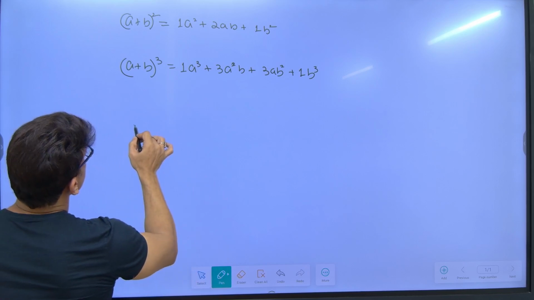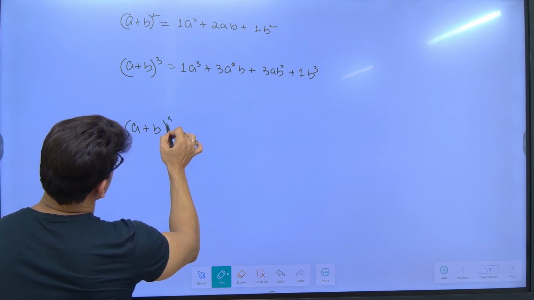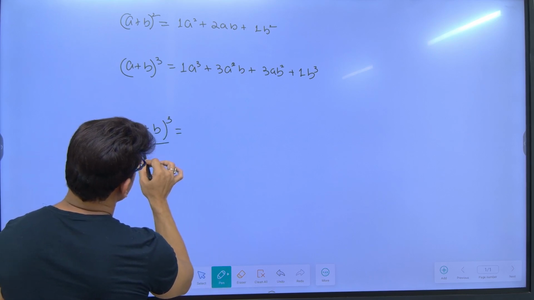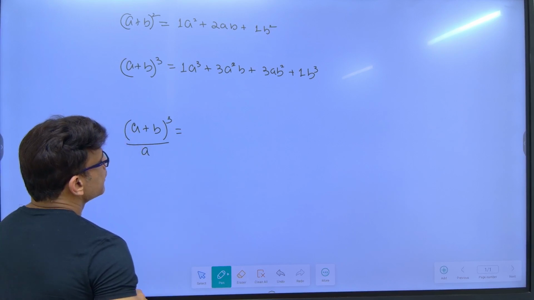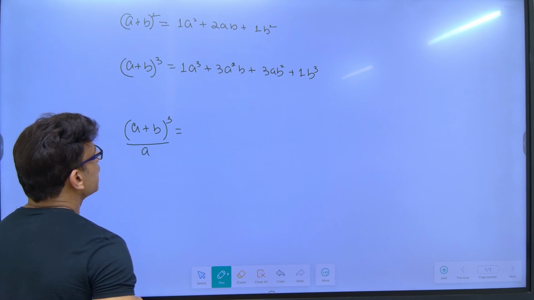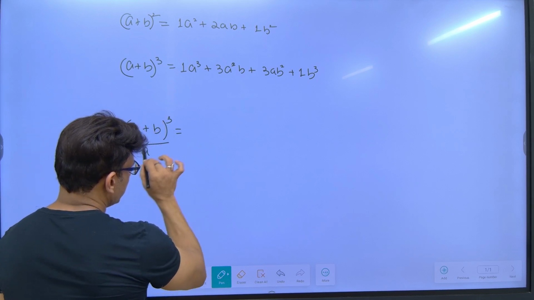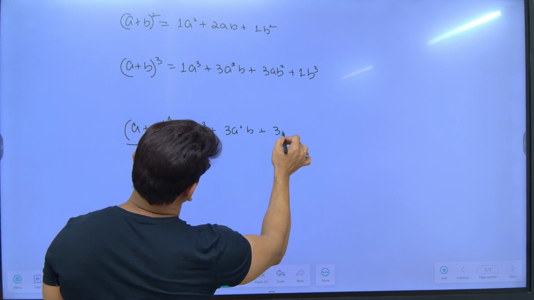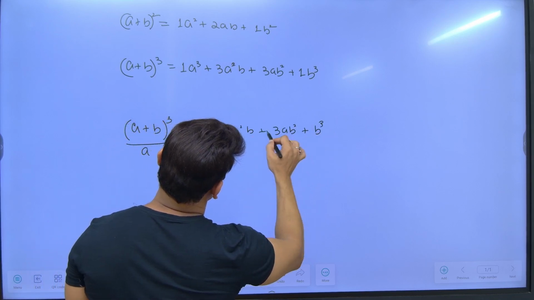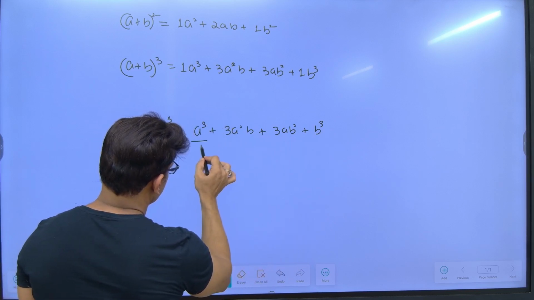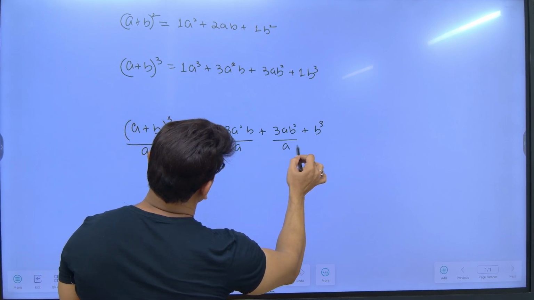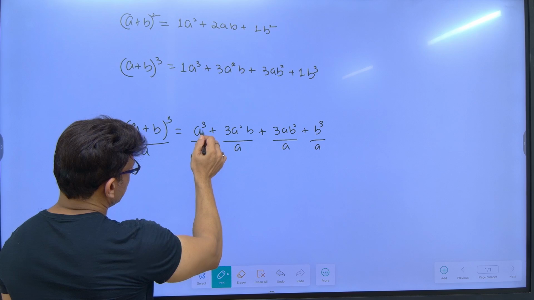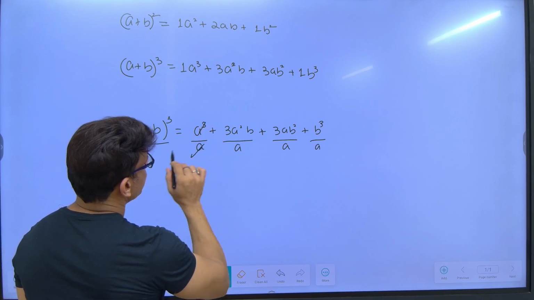So the question is, suppose we have a plus b whole cube, and I ask you to divide this whole thing by a and find out the remainder. If I ask you a plus b whole cube divided by a, what is the remainder? So you can write this whole thing as a cube, 3a square b, 3ab square and b cube. And when I say divide by a, it is the same as dividing each term by a. So what happens when a cancels? What is the remainder in this case?